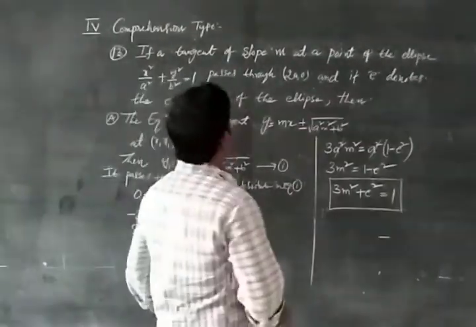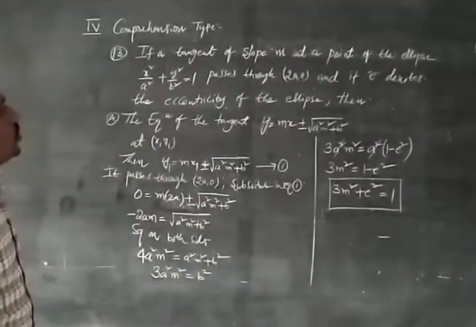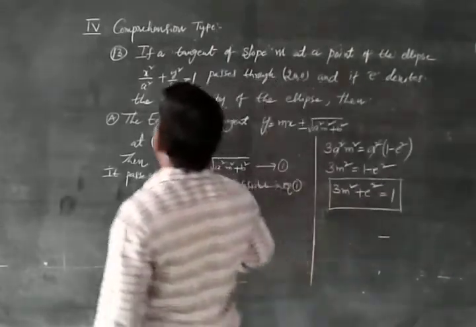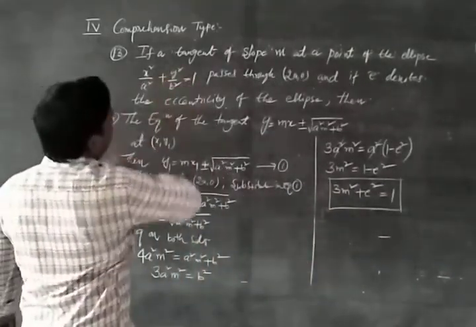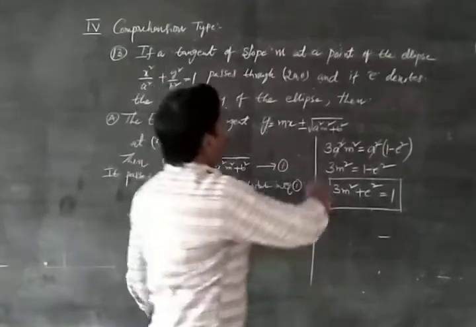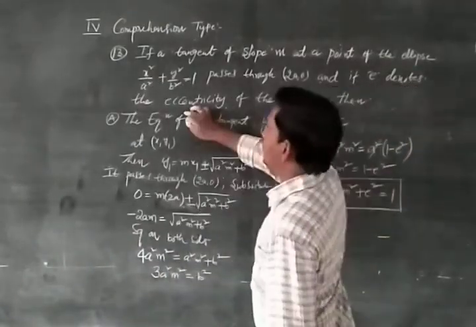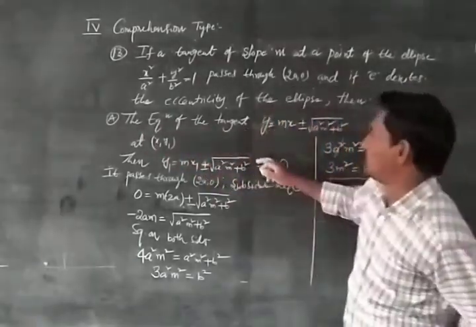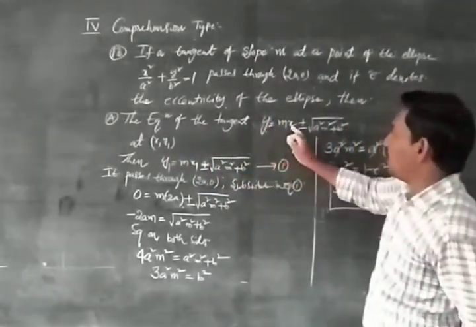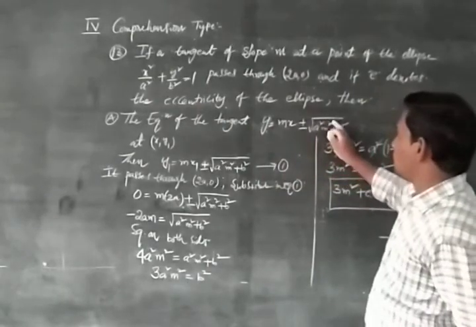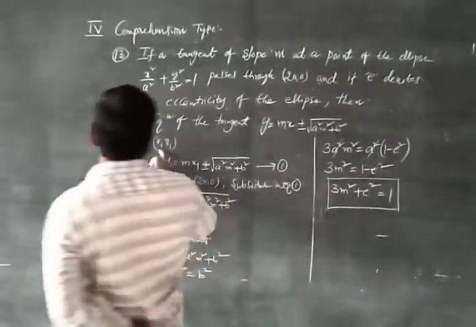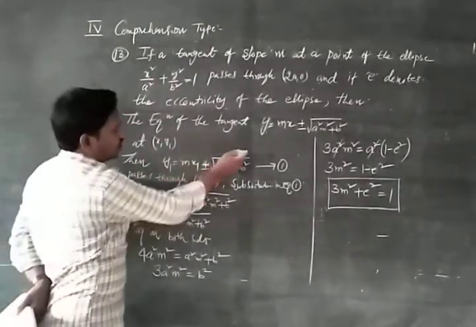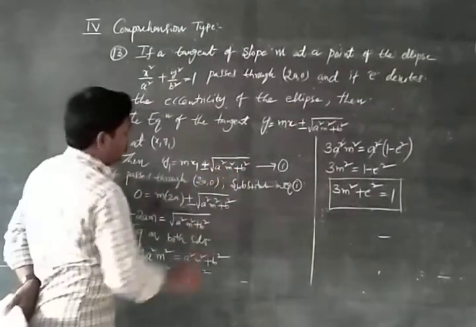Third option. Okay, if a tangent of slope m at a point of the ellipse x square by a square plus y square by b square equal to 1 passes through 2a comma 0, and if e denotes the eccentricity of the ellipse, then the equation of the tangent is y equal to mx plus or minus root a square m square plus b square. At the point x1 y1, y1 equal to mx1 plus or minus root a square m square plus b square.